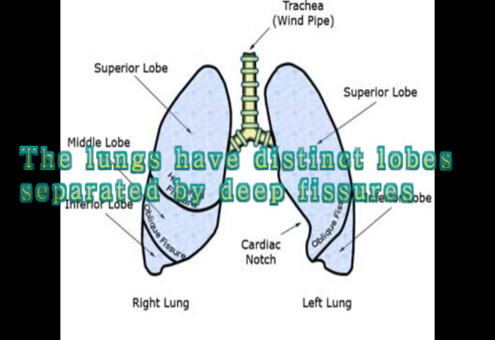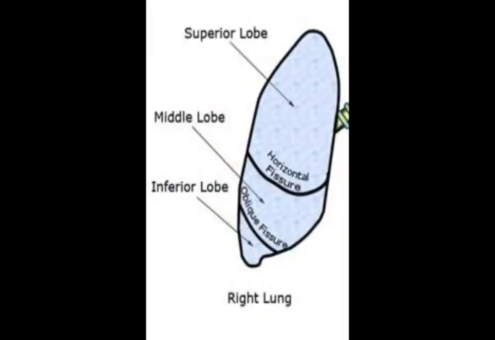The lungs have distinct lobes separated by deep fissures. The right lung has 3 lobes, which are superior, middle, and inferior, separated by the horizontal and oblique fissures.